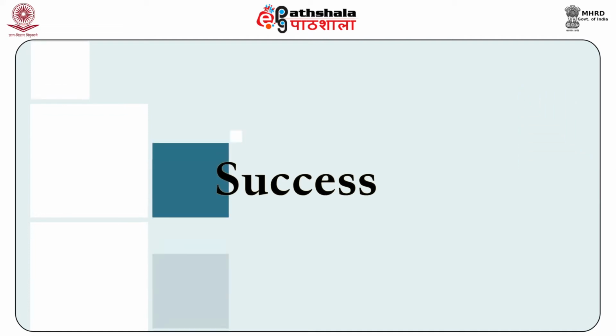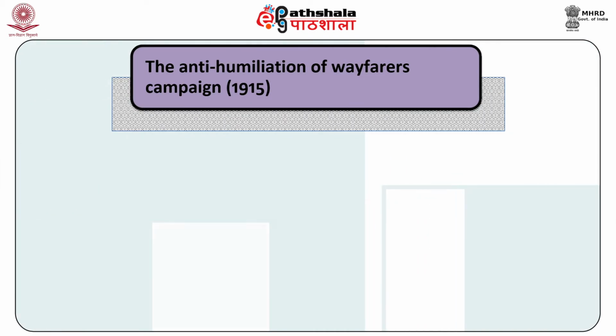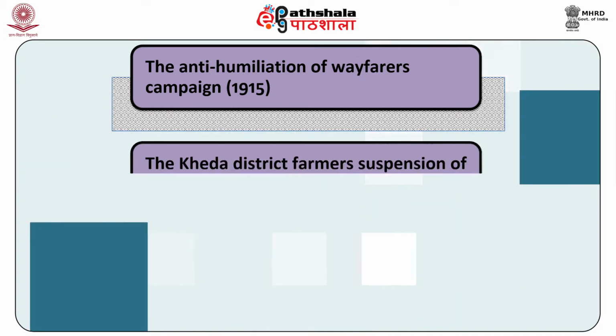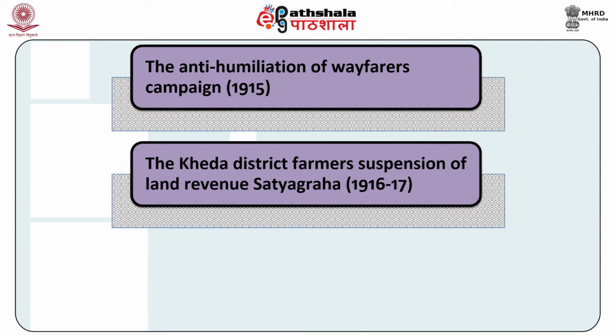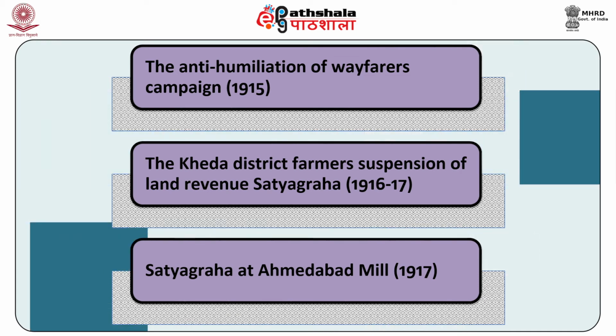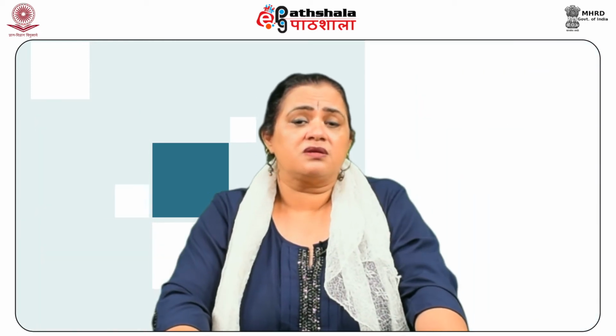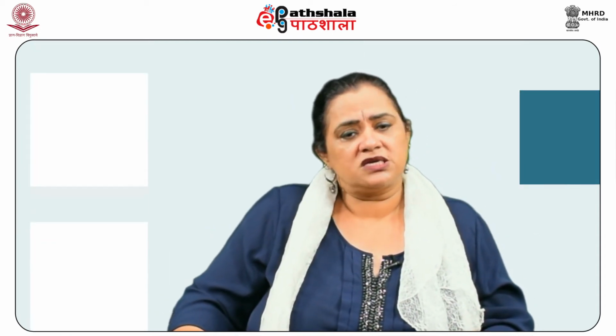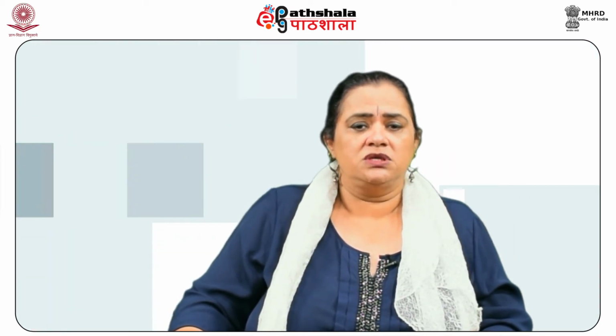Another way of achieving credibility is success. The anti-humiliation of wayfarers campaign, the Kheda district farmers' suspension of land revenue satyagraha, and his satyagraha at the Ahmedabad mill of Gandhi are pre-non-cooperation period struggles. The success of these limited struggles raised his credibility to a high level. The fact that his organization succeeded in several instances established the credentials of Gandhi. Successful efforts help in setting up the credibility of the leader and the philosophy he or she is preaching. Seeing the successful work of Singh in certain villages in Rajasthan, the state government also came forward to extend its support. Local leaders from various other villages and NGO professionals also approached him for help.